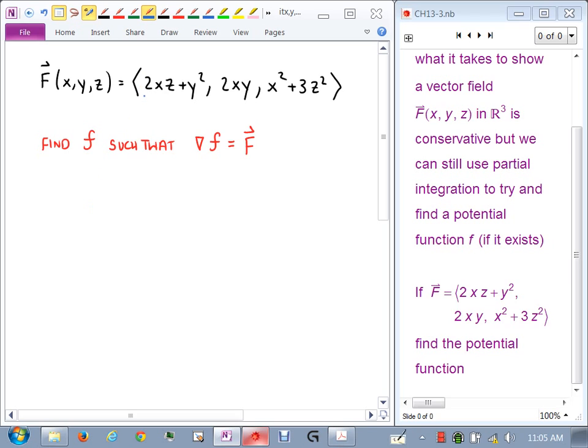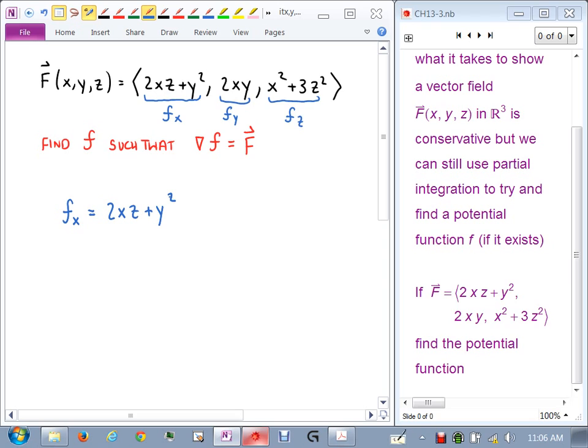Okay, so using that piece of information right there, I know that that's the partial of f with respect to x. This one should be the partial of f with respect to y. This one should be the partial of f with respect to z. If it does come from a potential function, then each of the components should be partial f with respect to x, y, and z respectively. So the way I started last time is I started with this first one. I said, all right, partial of f with respect to x needs to be equal to 2xz plus y squared.